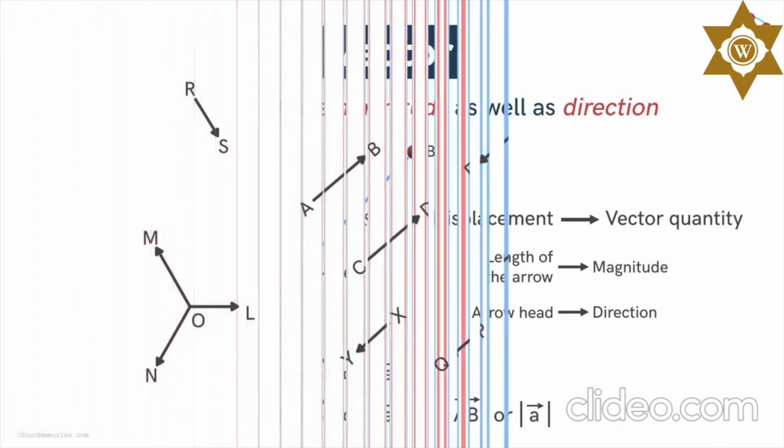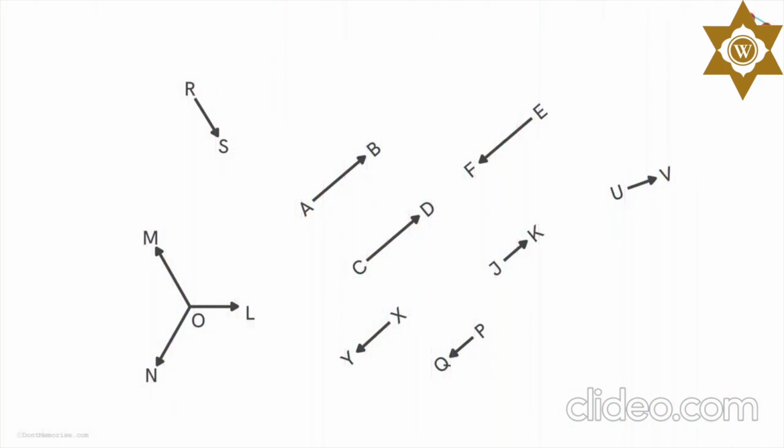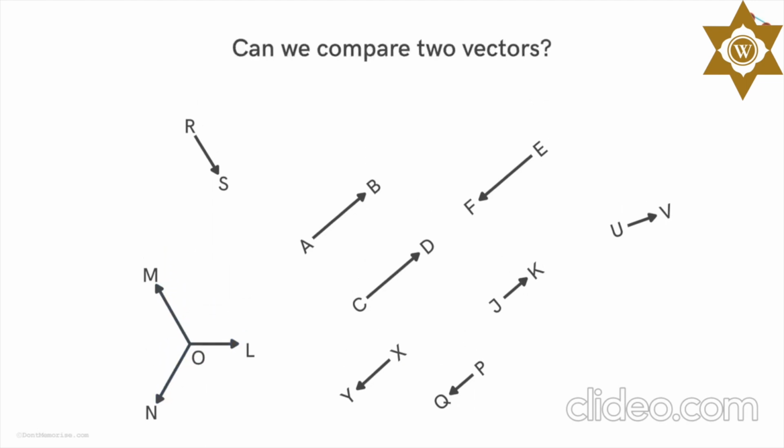Now here are a few vectors on the screen with different magnitudes and directions. Notice that these vectors are parallel to each other, while these vectors have a common initial point. Now, obviously a question arises in our mind. Can we compare two vectors? Or when can we say that two vectors are equal to each other? In this video, we will understand this and we'll also look at different types of vectors.